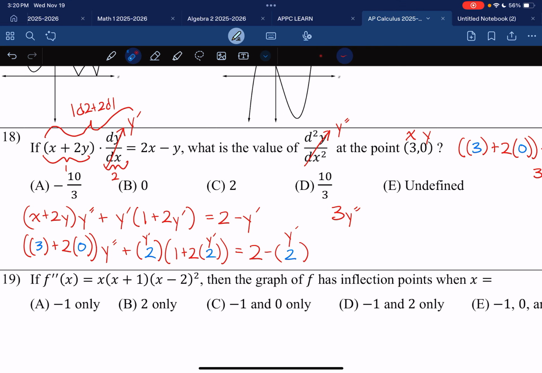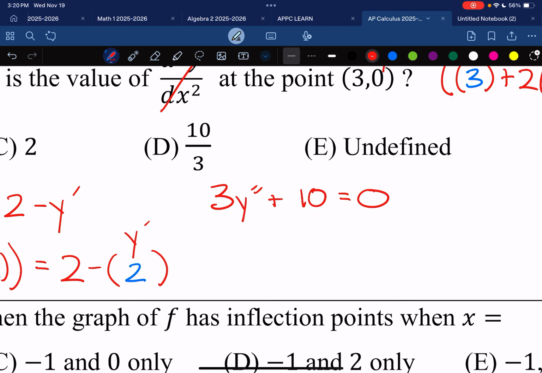3y double prime. And I'm going to copy down the plus sign. Now let's simplify it. 2 times 2 is 4, plus the 1 is 5. So this whole thing is 5 times 2, which is 10. So that's going to be plus 10 is equal to, on the right-hand side, 2 minus 2, which is 0. This is much, much easier now.